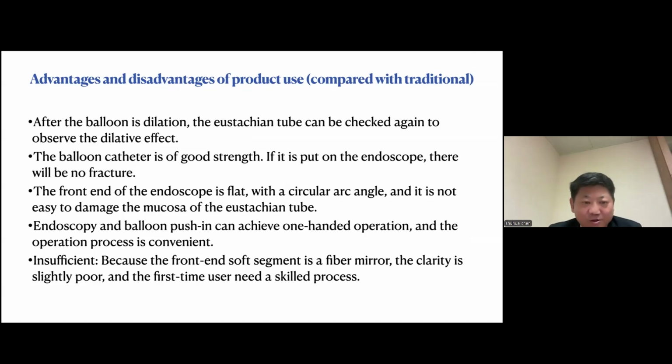The balloon catheter is of good strength. If it is put on the endoscope, there will be no fractures. The front end of the endoscope is flat. It is a circular angle, and it is not easy to damage the commutators of the eustachian tube. The endoscope is pulled in to achieve one hand operation. And the operating process is convenient.